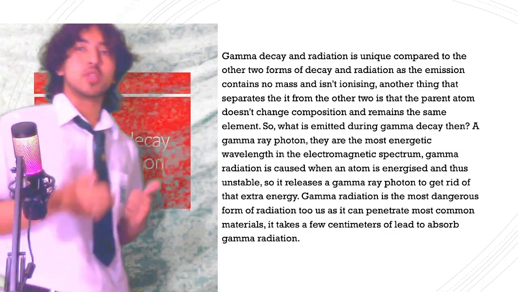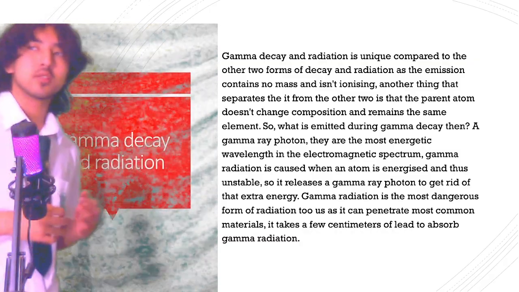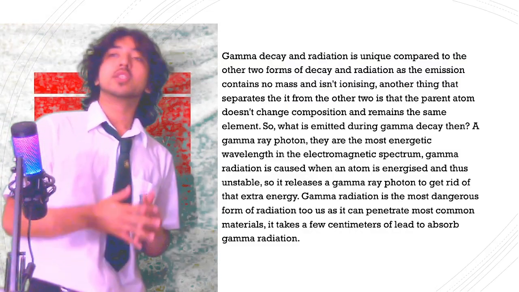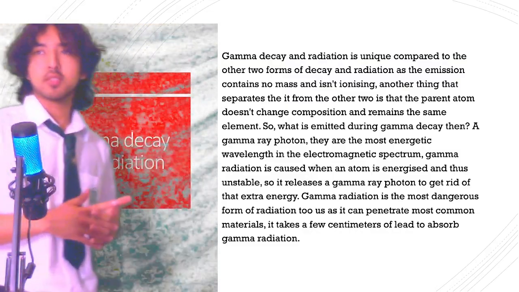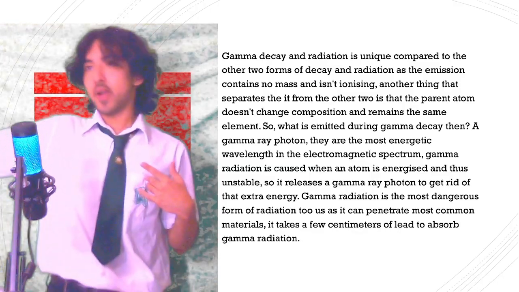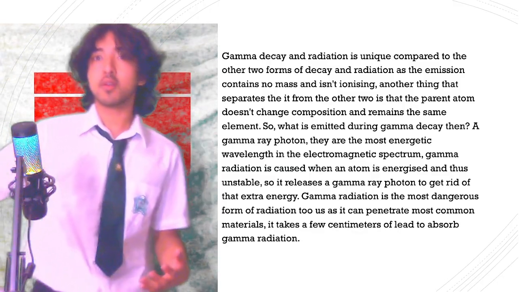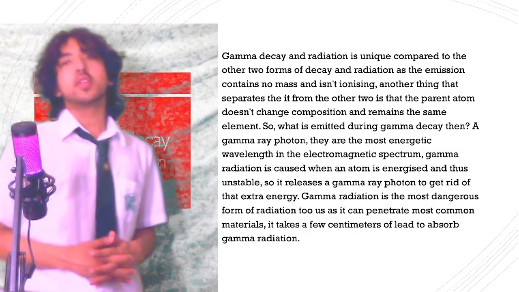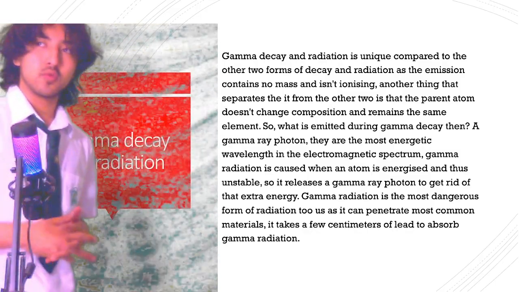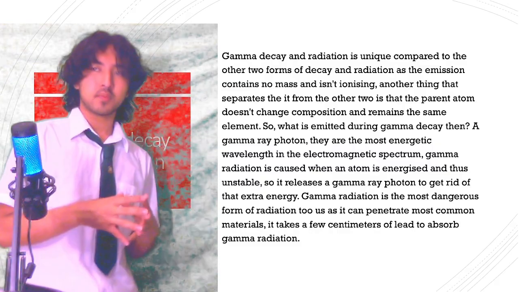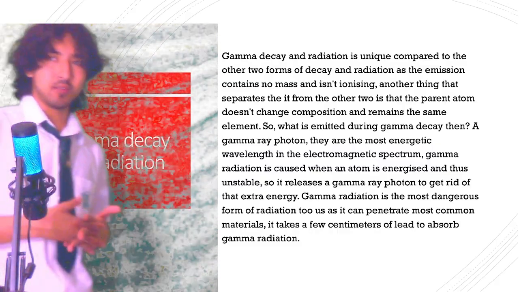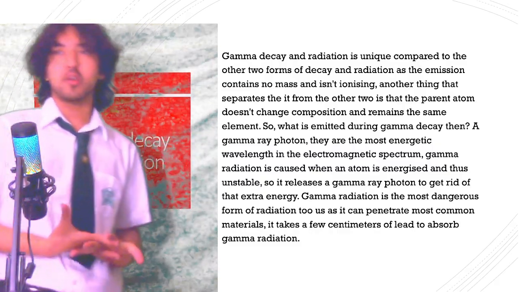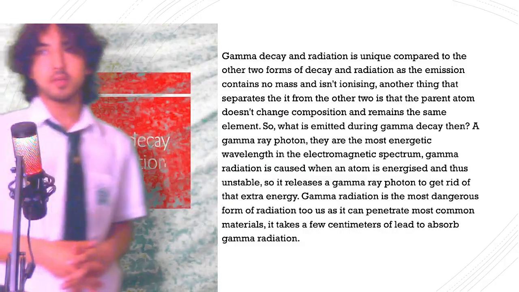Gamma radiation is the most dangerous form of radiation for us and biological life in general, as it can penetrate most materials with ease. It can go through me, go through my house, my neighbor's house, and kill the dog or something. So what does it take to stop a gamma ray photon? Well, it takes a few centimeters of lead to absorb it. And lead is quite expensive and toxic to us, so you can't really touch it without equipment.